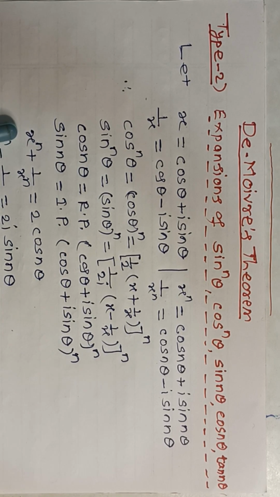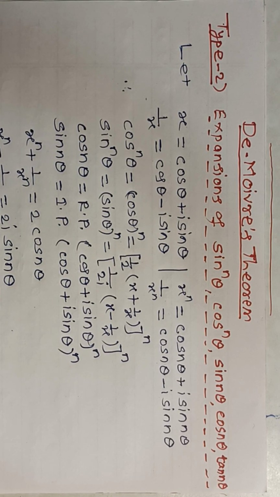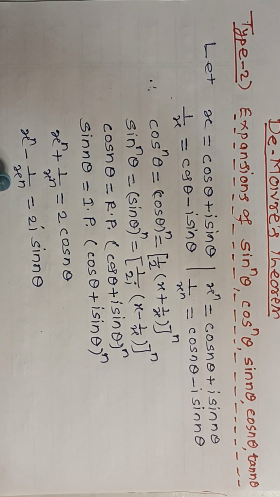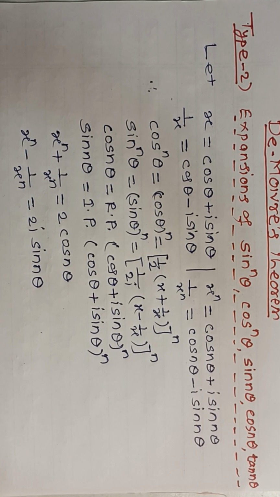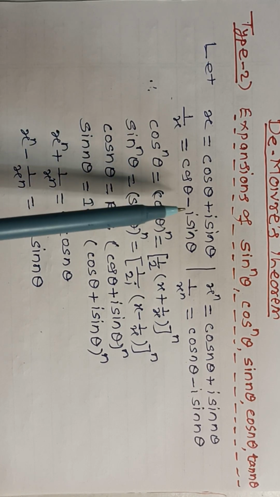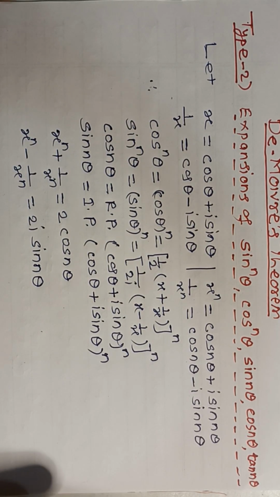Then x raised to n plus 1 upon x raised to n is equal to 2 cos n theta. X to the power n minus 1 upon x to the power n is 2i sin n theta. So we have to remember these formulas and the assumption, that is x is equal to cos theta plus i sin theta. Okay, let us solve problems.